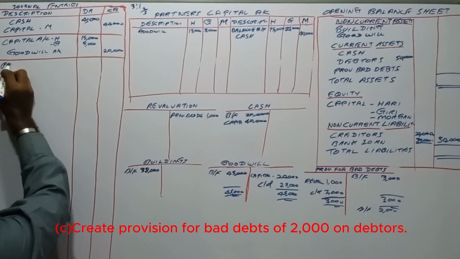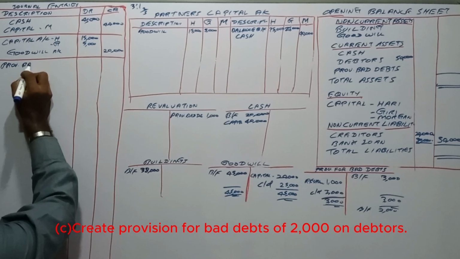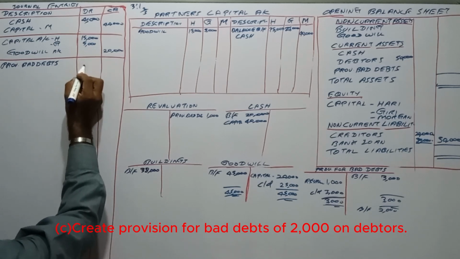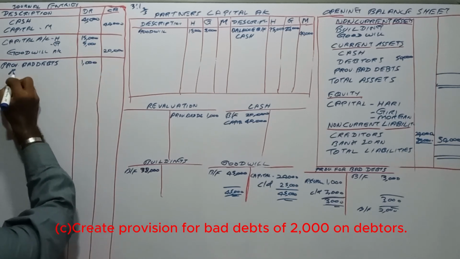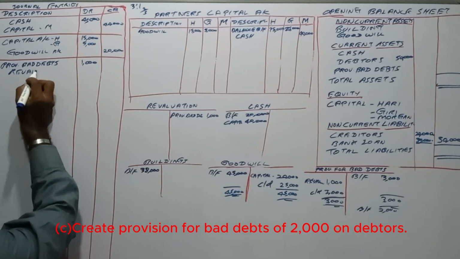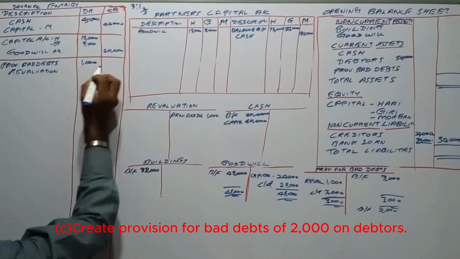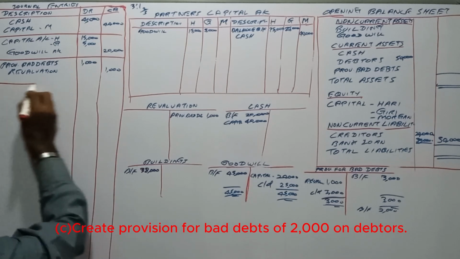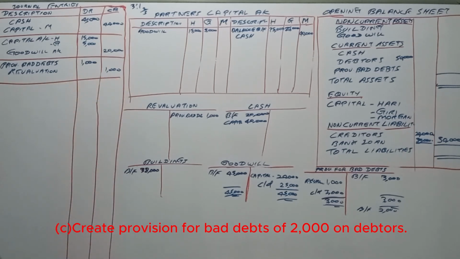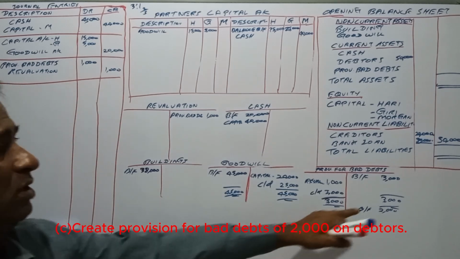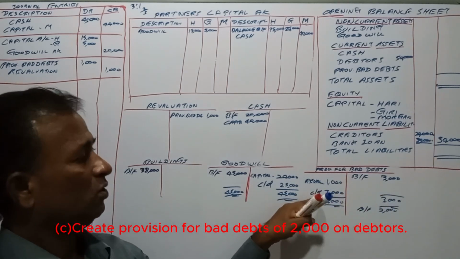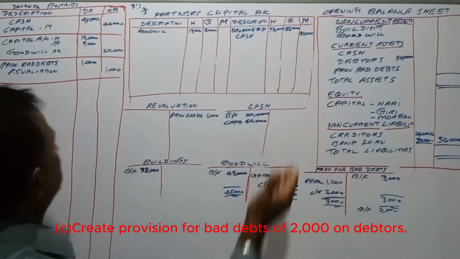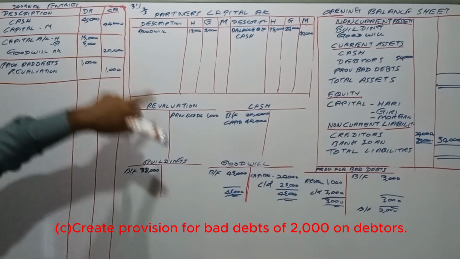So here you will say provision for bad debts account debit 1,000, credited to revaluation account. What is the narration? Being over provision made for bad debts. Because we have made 3,000, whereas we need to make only 2,000, so 1,000 is over provision. That is what we have debited to the provision for bad debts and credited to the revaluation account.